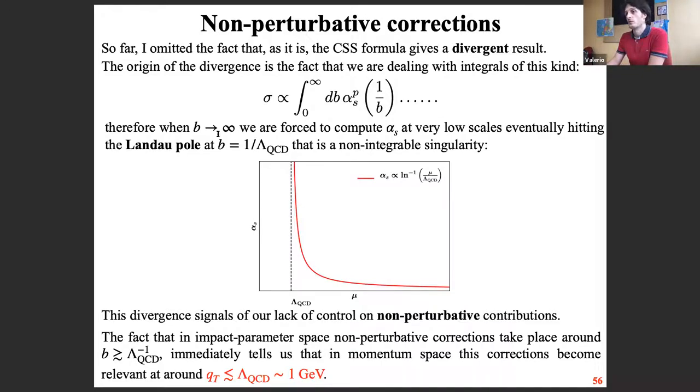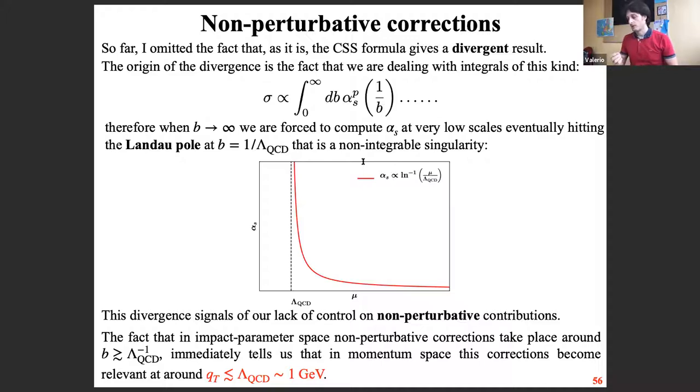So when b goes to infinity, we are forced to compute alpha s at very low scales, and eventually we hit the Landau pole. The perturbative running of the strong coupling goes to infinity at the Landau pole, so the divergence is also non-integrable. We really cannot do anything with that; the result is infinity. The presence of this divergence is a signal of our lack of control on non-perturbative contributions, meaning contributions that are relevant at energies of the order of the hadron mass, which have to be taken into proper account for producing well-behaved predictions.